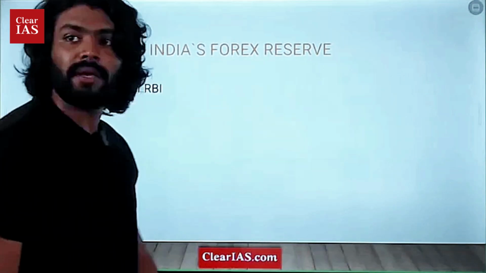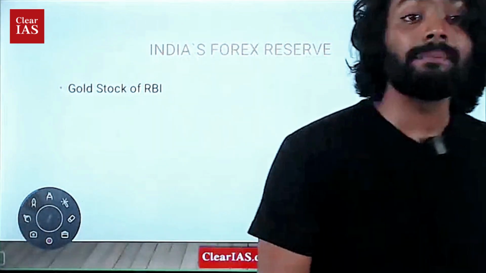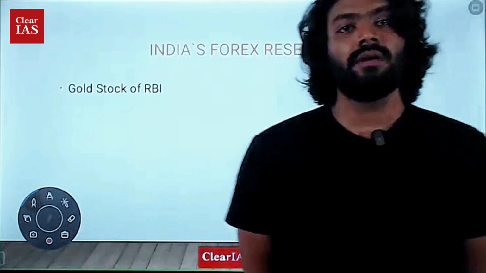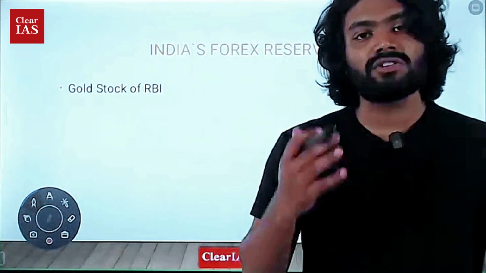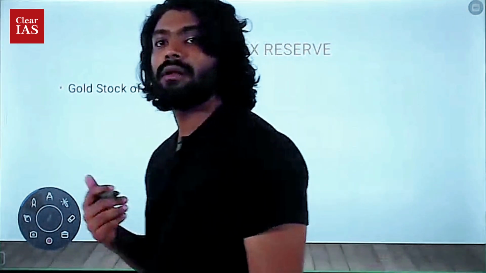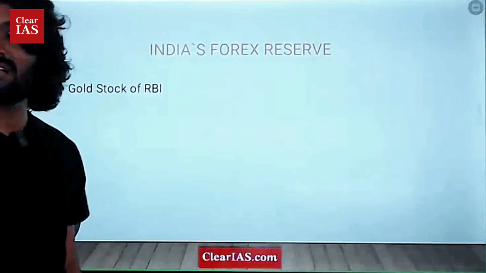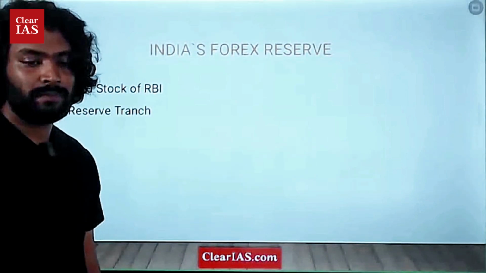Then gold stock of RBI. Gold stock of RBI is an important part of India's forex reserves. Why? Because if there is a need for forex reserve, this gold can easily be converted into foreign currency. So the gold reserves of RBI is also considered as foreign exchange reserves, not currency reserves.